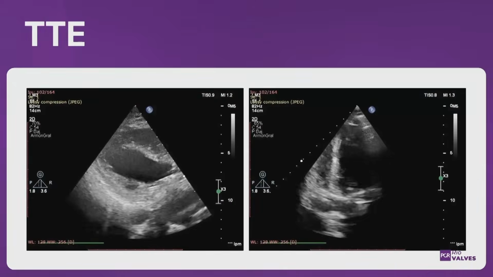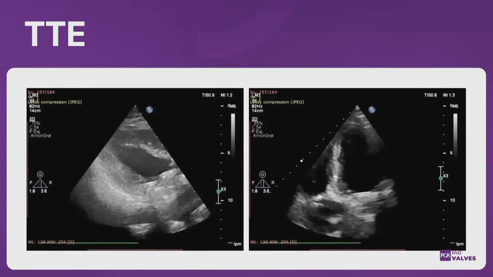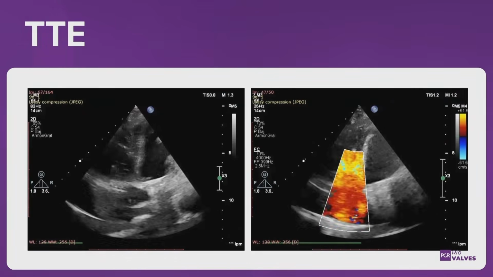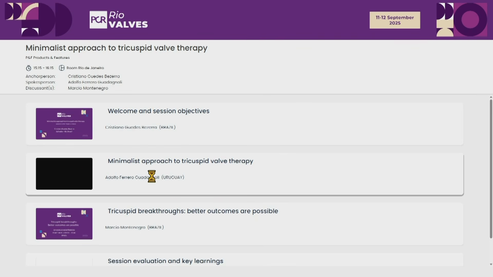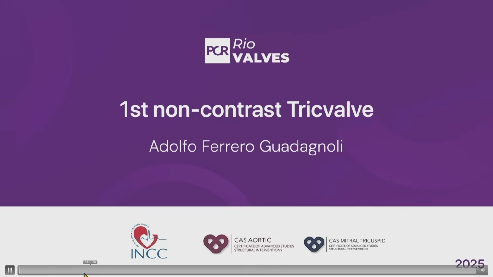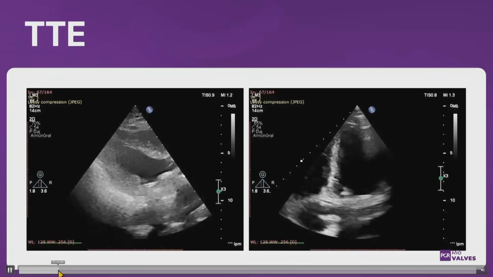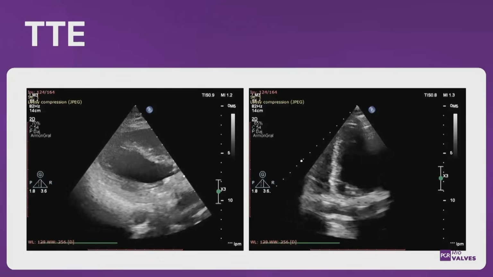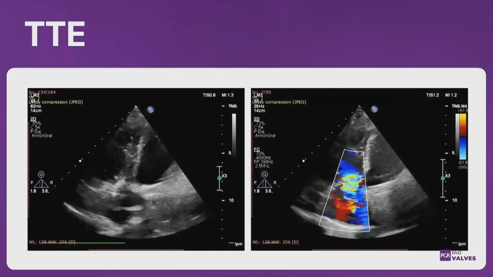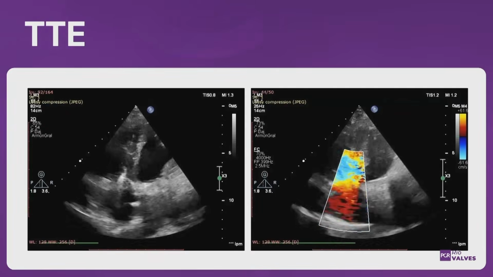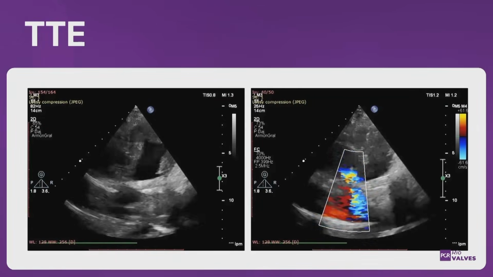You can see here the left ventricular ejection fraction is borderline or even a little less. You see here the pacemaker leads across the tricuspid valve, the lack of coaptation, and the torrential TR.